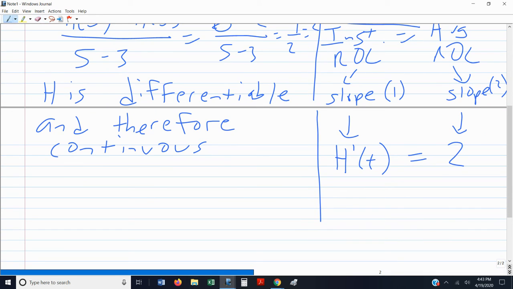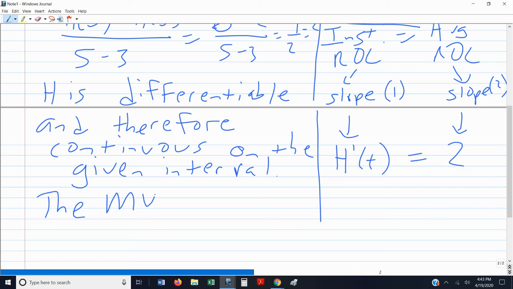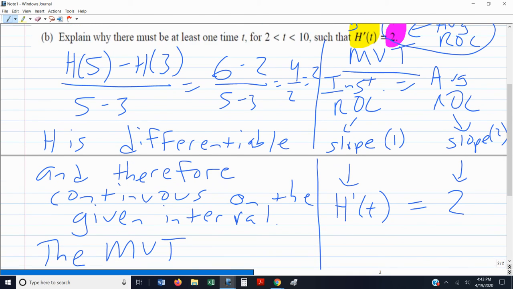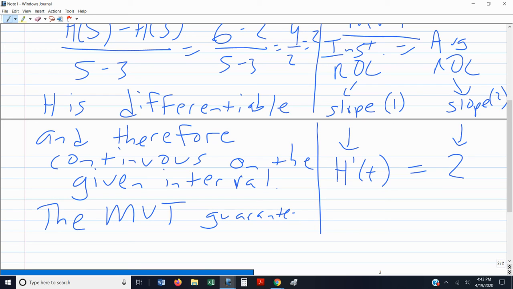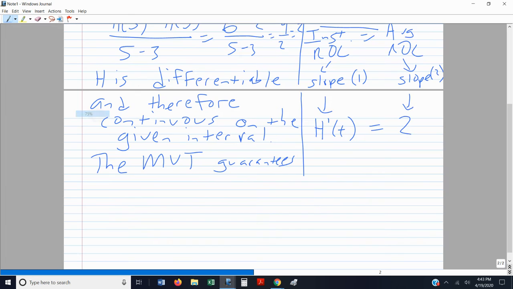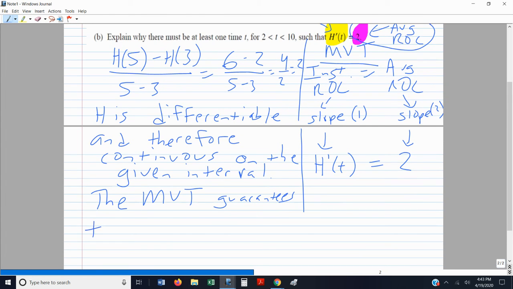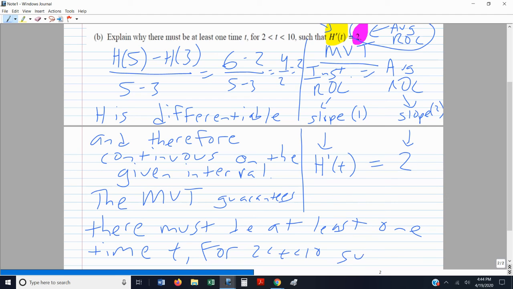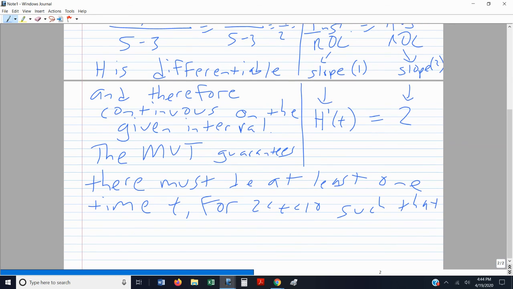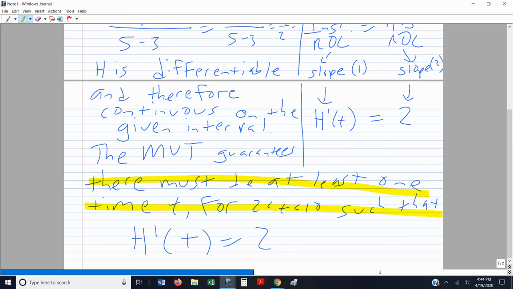I'm going to write, I always forget this part, on the given interval. And then you're going to say that you're using the MVT. The MVT guarantees, and then I'm going to just zoom out because I'm going to copy from the question here. The MVT guarantees, and this is all copied from the question now, there must be at least one time t for 2 to 10 such that h prime of t equals 2. Okay, and then I'm just going to highlight all of that was copied from the question.